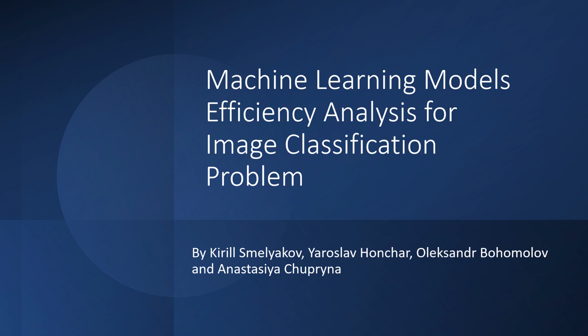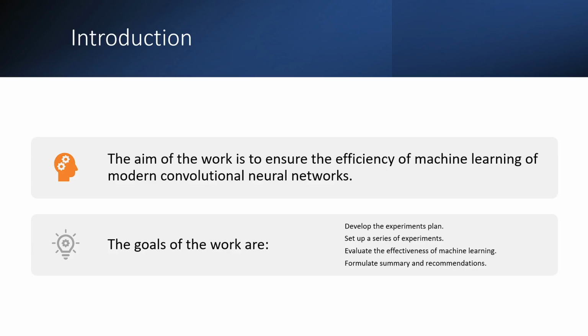Machine learning models efficiency analysis for image classification problem. The successful application of neural networks to solve actual computer vision problems has led to the emergence of many new models of convolutional neural networks, CNN, and their various modifications used for image detection and classification in recent years. Many CNN models can be pre-trained, and the aim of the work is to ensure the efficiency of machine learning of modern convolutional neural networks by using different methods.